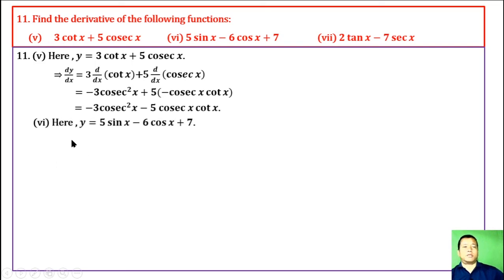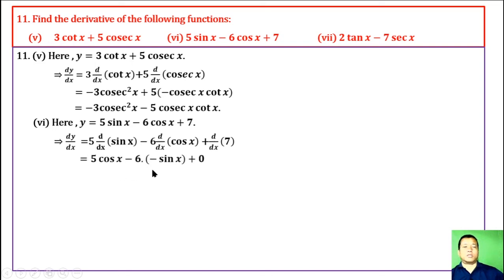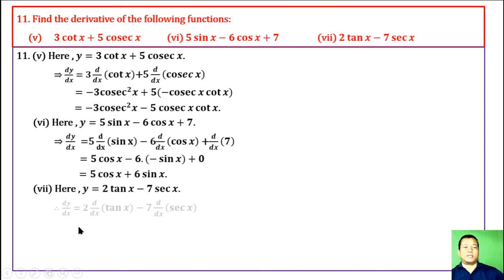For Roman number 6, here y equal to this. Therefore, dy by dx is 5 times dy by dx of sin x minus 6 times dy by dx of cos x plus dy by dx of 7. Derivative of sin x is cos x, of cos x is minus sin x, and the derivative of a constant is 0. We get 5 cos x plus 6 sin x. Number 7, y equal to 2 tan x minus 7 sec x. dy by dx is 2 times dy by dx of tan x minus 7 times dy by dx of sec x. Derivative of tan x is sec square x, and of sec x is sec x tan x. We get this.